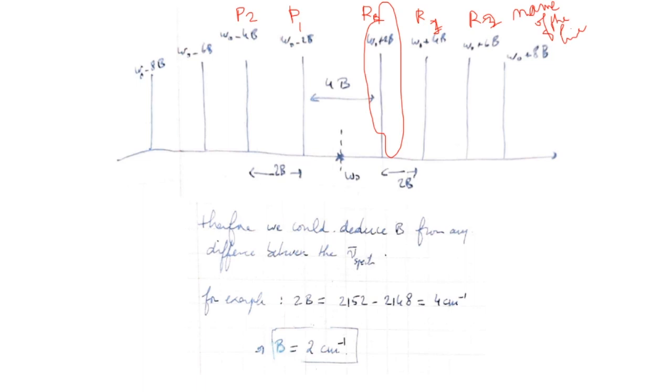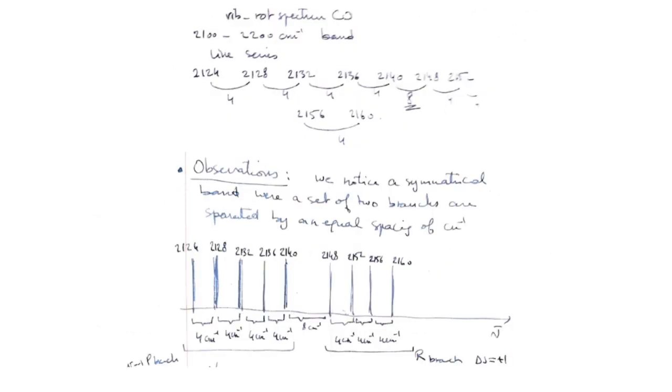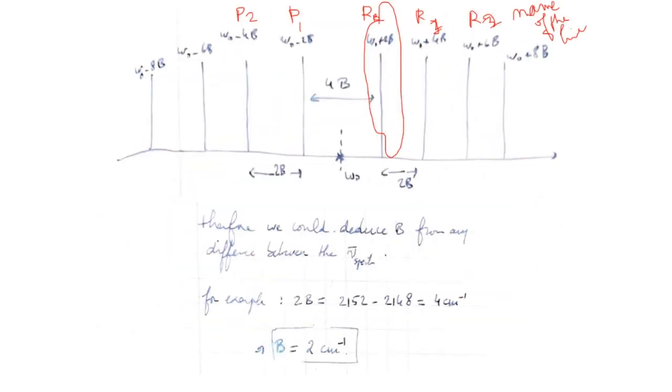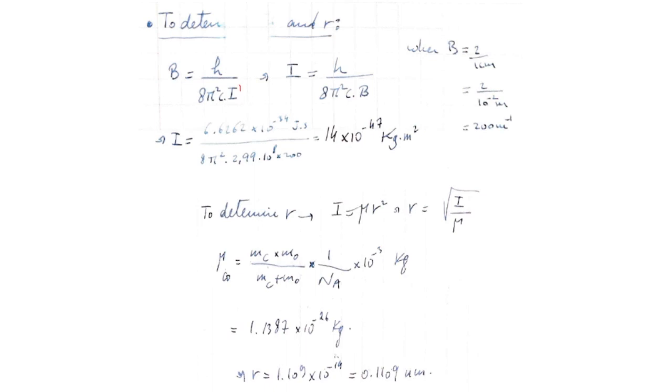Since we have 2b or 4b and we have these numbers, they are given. Look, they are here. So this is 2b now. Then we can extract b, in centimeter minus 1, it's 2 centimeters minus 1. Now we have b. Remember why we were looking for b: we needed to actually get I. And this expression you must also know. You're not going to be given this expression. So b equals h over 8 pi square c I. We solve for I, but we have to pay attention to the fact that c is in meters per second. So b has to be in meters minus 1. So we transform it from centimeter minus 1 to meter minus 1.